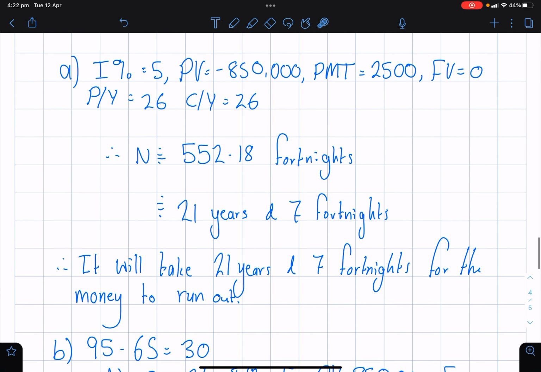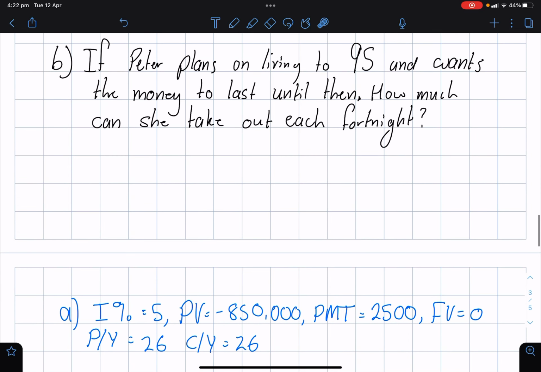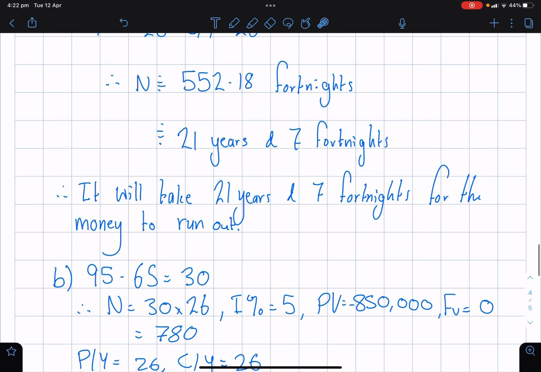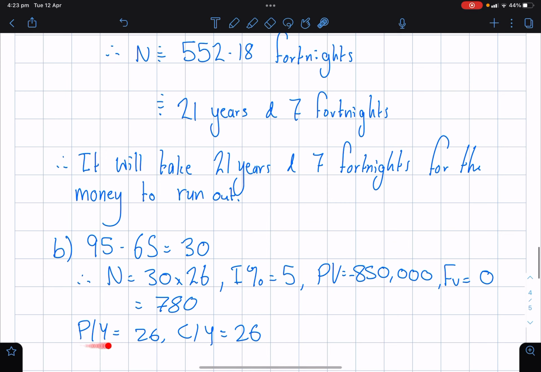So part B, he wants to live to 95 or wants the money to last to 95. So we're looking at that time difference between the age of retirement and how long he wants it to last for. So he wants it to last for 30 years. So he wants to see how much he can take out each fortnight. So because we're looking at 30 years now, we've got 30 times 26, which is 780. Percentage is still the same. Present value is still the same. Future value is still 0. And PY and CY are both still 26.